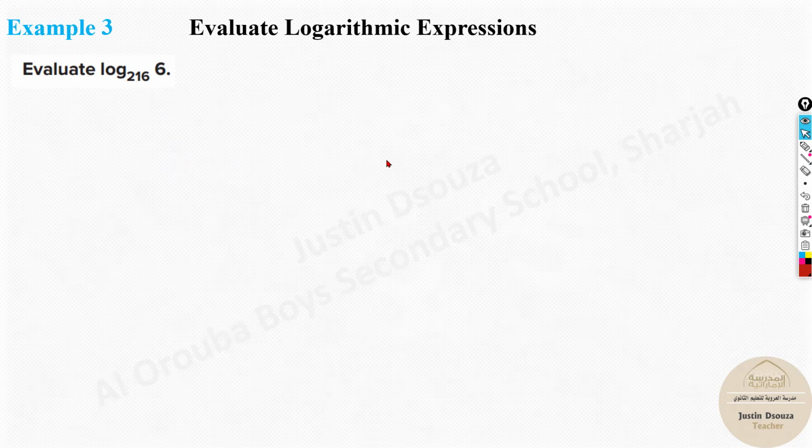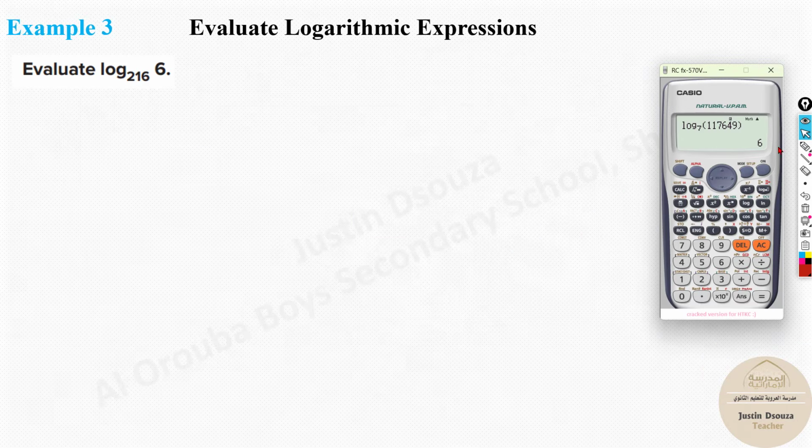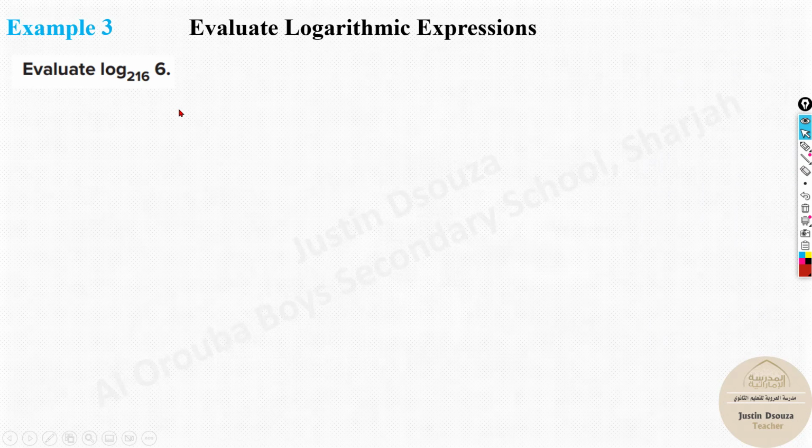Now then, we are supposed to evaluate these log functions. Now I have used the calculator. Obviously you can use the calculator directly. If you use the calculator, it's just a one step procedure. Press this, type it out, 216 base 6. Your answer is 1/3. Other way, how do you do it?